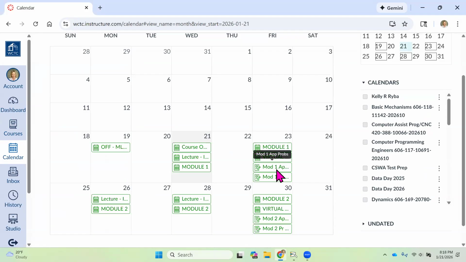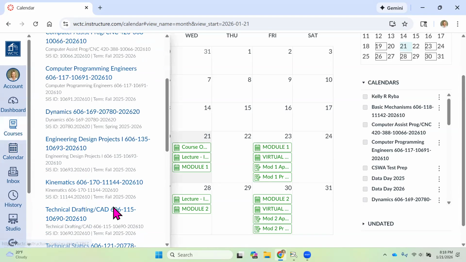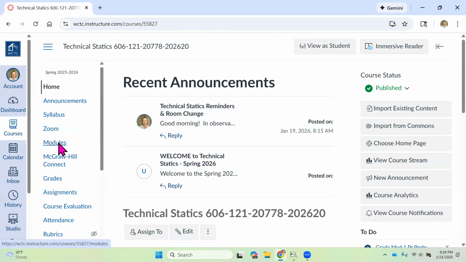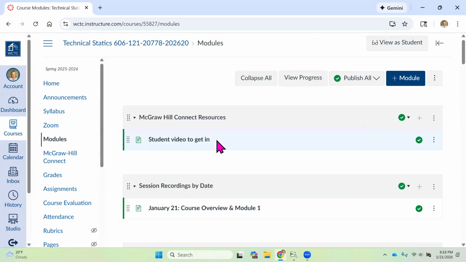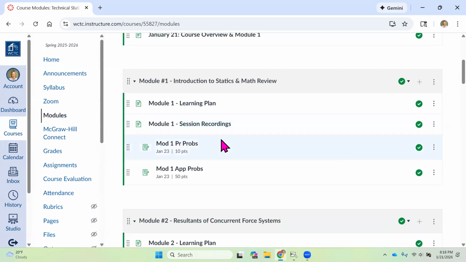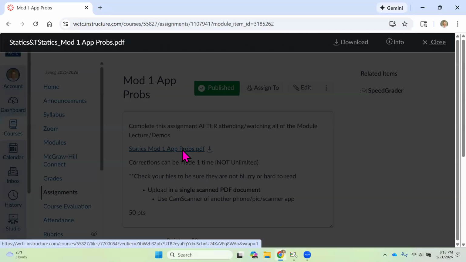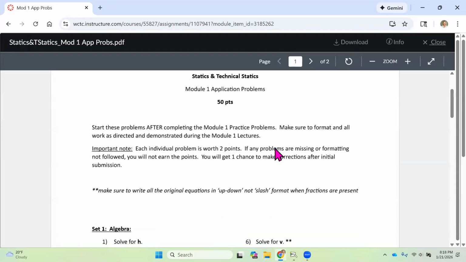Now, application problems are also due on Friday. Let's look at the application problems. If I go back to technical statics, as I told you, the practice problems mimic the application problems. So if I click on Module 1 application problems, you've got another file here. I'm going to open up that PDF.